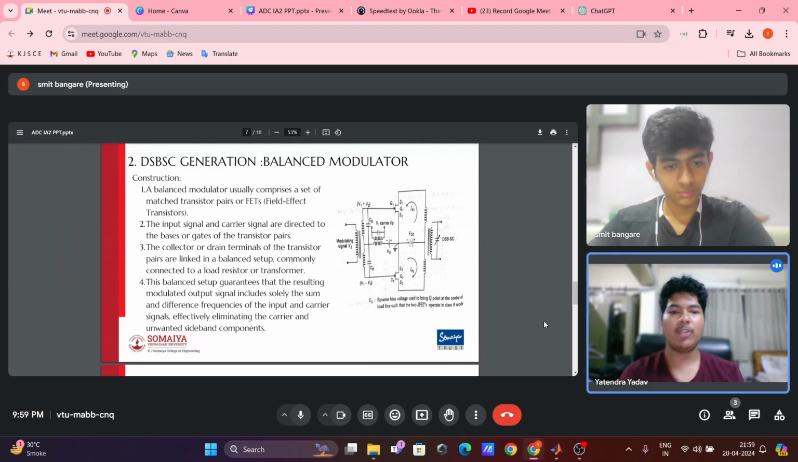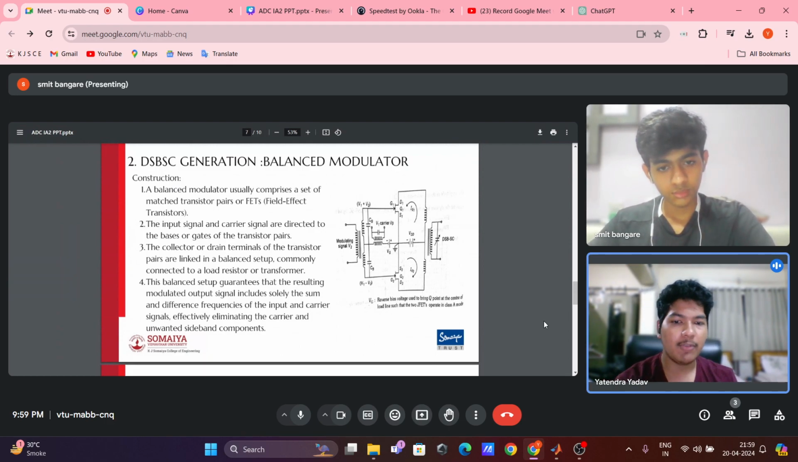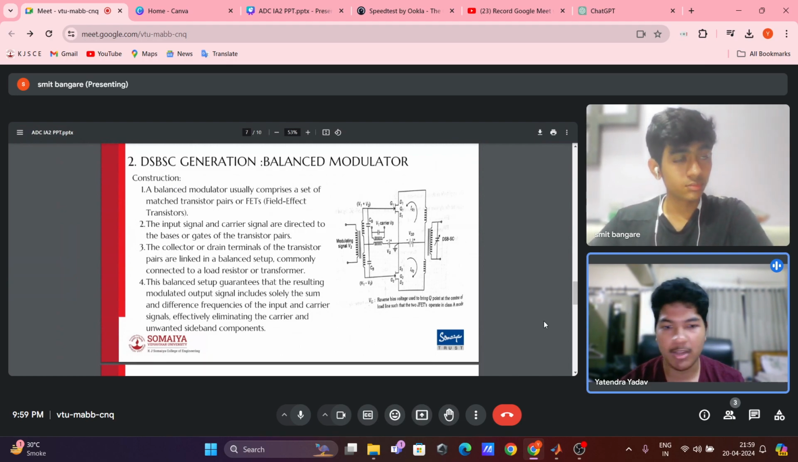Thus, the balanced modulator produces a clean modulated signal with just the desired sidebands carrying the information, effectively cancelling out the carrier and unwanted components.